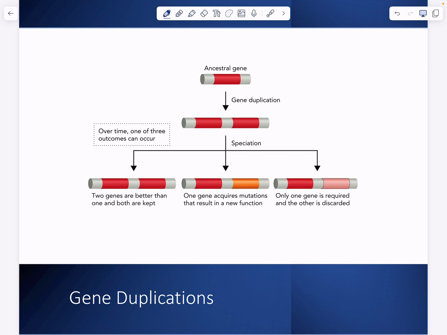Okay, so if we look, let's say we've got a gene that gets duplicated, and this is where more is better, right? Having 2 copies of the gene is better than 1, because it kind of doubles your ability to produce the material when needed. Or we could have 1 copy acquire a mutation, and now we have a new function, right? So the cell acquires new abilities.